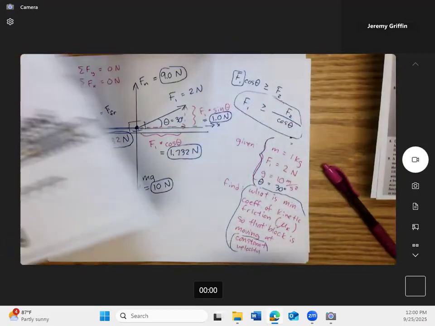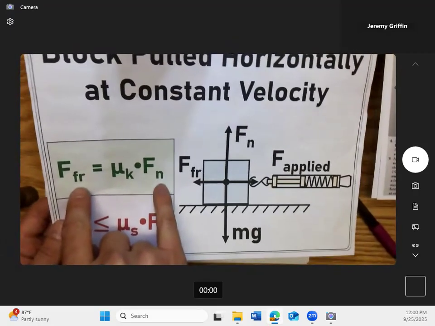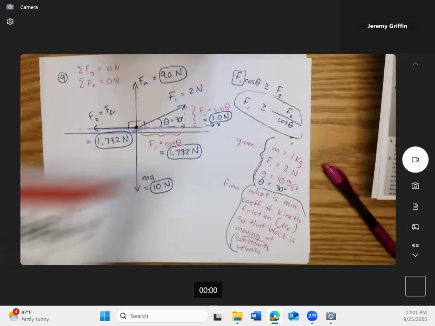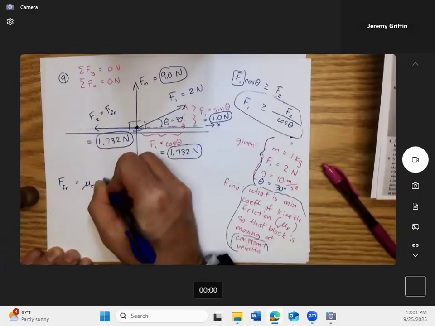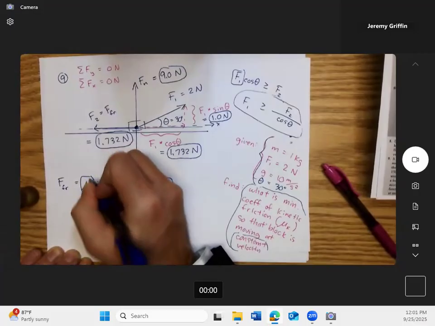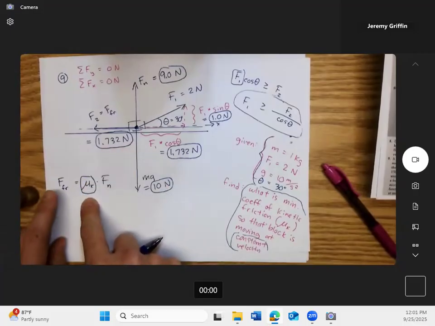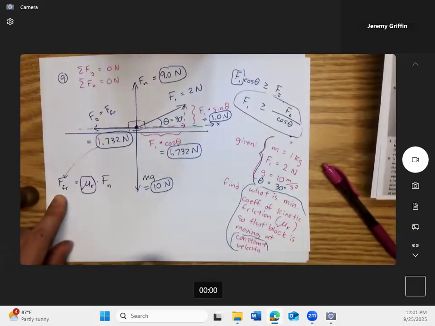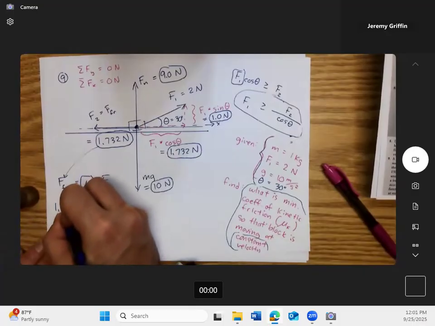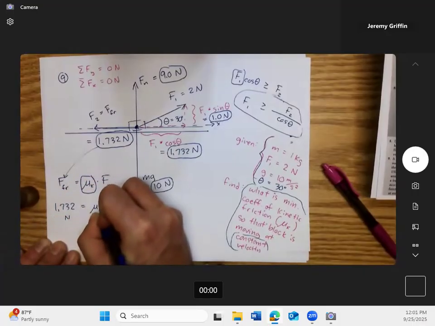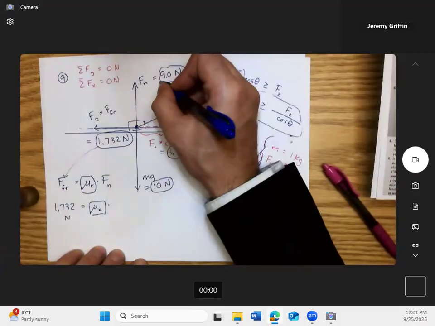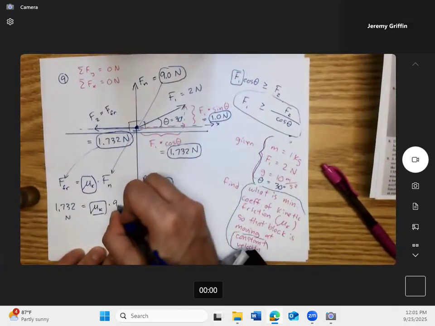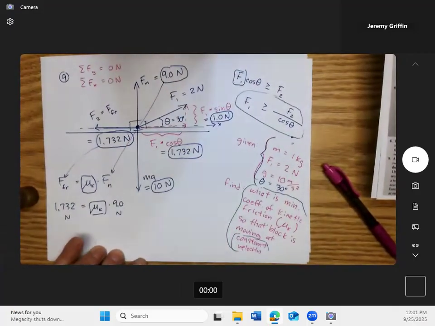Got that? Okay. So if we're going to bring in this expression right here in this green box, so you can solve for this coefficient of friction, which I'll do right here. I'll say friction force equals coefficient of kinetic friction times the normal force. Okay, and our ultimate goal is to solve for this mu k. What number do you plug in for a friction force? 1.732 newtons. Okay, so you got 1.732 newtons equals the coefficient of kinetic friction times. And what do you plug in for the normal force? 9 newtons. Aha! Boom! Right there. 9 newtons.